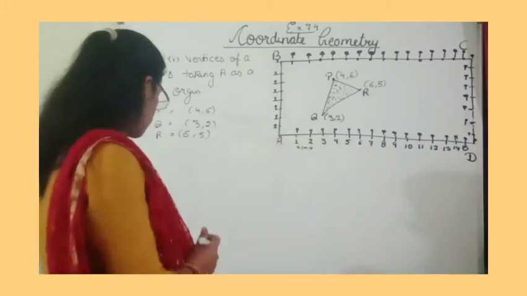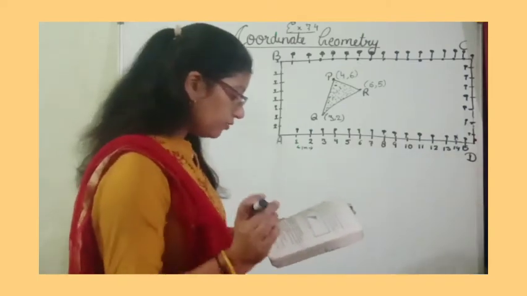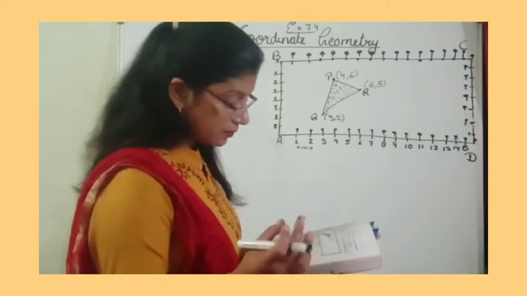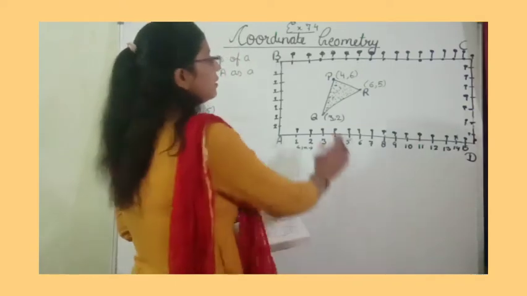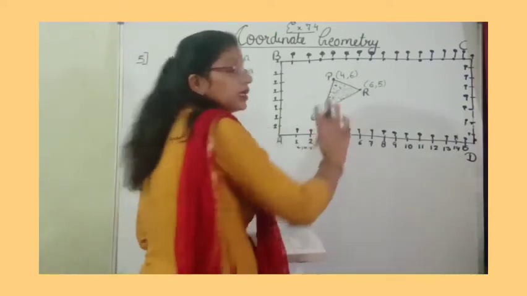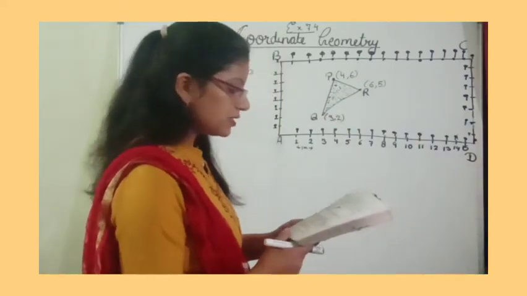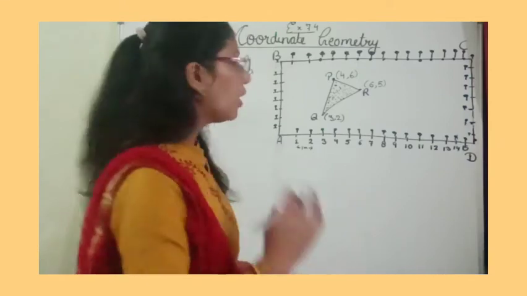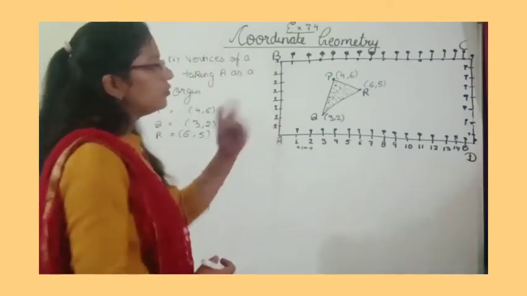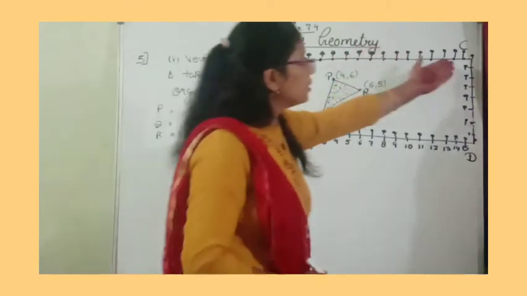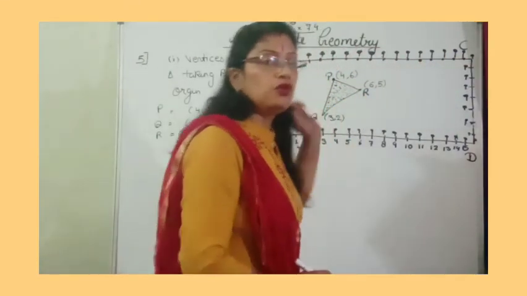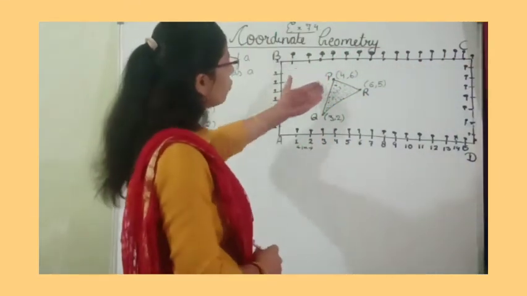Now let us start the second part of your question. What will be the coordinates of the vertices PQR? Again they are asking the coordinates of vertices PQR, but in this case taking C as origin. So you have to take C point as origin. So if you have to find where is C point, C point is here, this corner. So you have to just calculate what will be the coordinate from here.